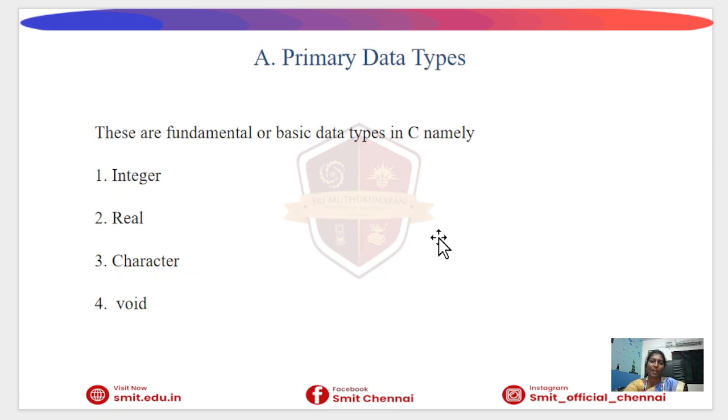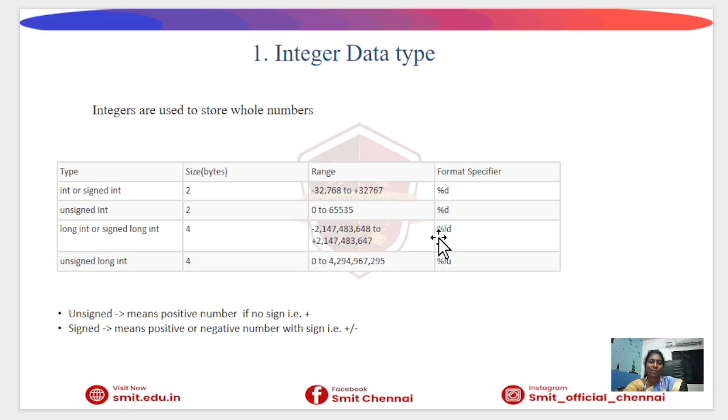Next is primary data types. Primary data types are also called basic or fundamental data types. These include integer, real or float, character, and void. These are the most commonly used data types. We will explain them one by one.